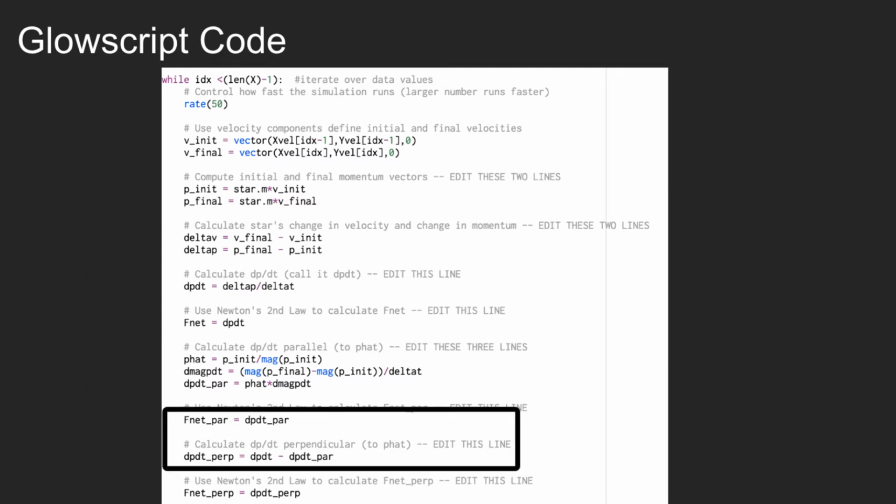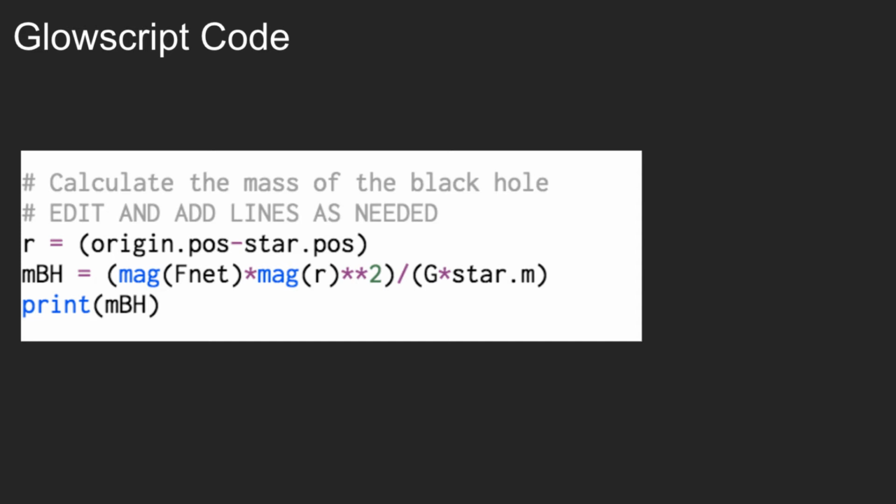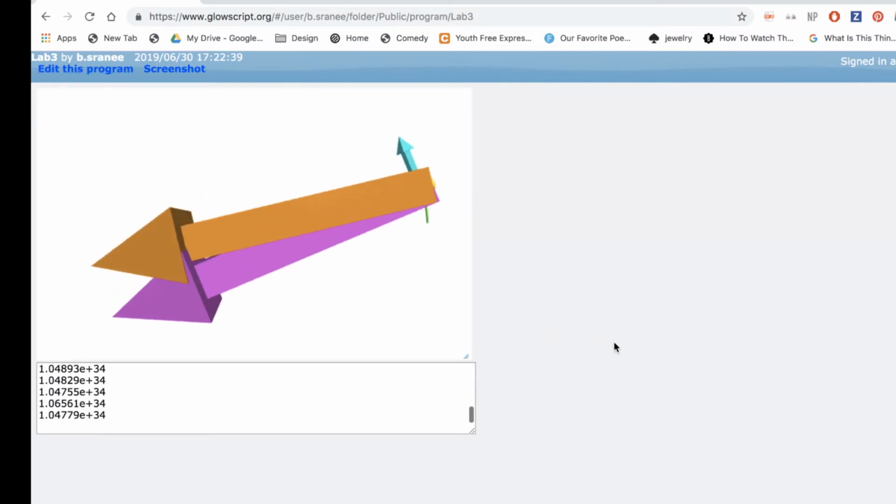Since F net is equal to dp/dt, we set F net parallel equal to dp/dt parallel. We can also subtract our dp/dt parallel from our dp/dt to find the perpendicular component, since dp/dt total is equal to the sum of dp/dt parallel and perpendicular. We set F net perpendicular equal to dp/dt perpendicular as they are equal. Now that we have all of our components calculated, we can solve for the mass of the black hole by using our gravitational equation. Now let's see what happens when we run our code.